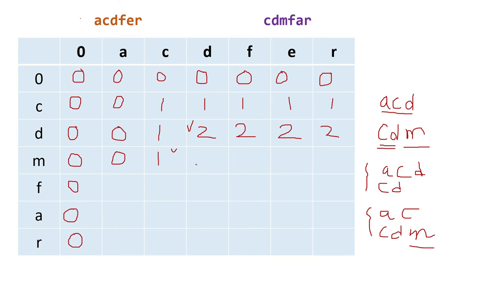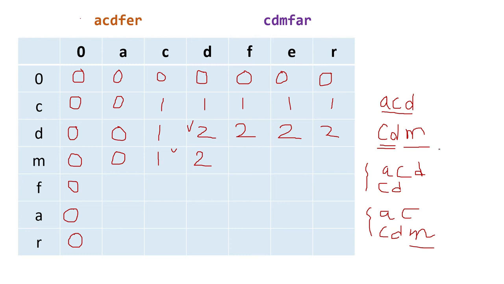and CDM. So to fill this cell, I have to check if they are not equal, like this cell M and D are not equal, then I have to check between these two, which one is maximum. So here in this case 2 is maximum. So I have to take 2.